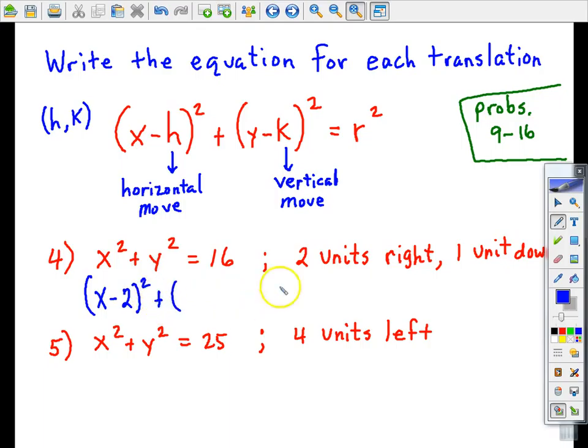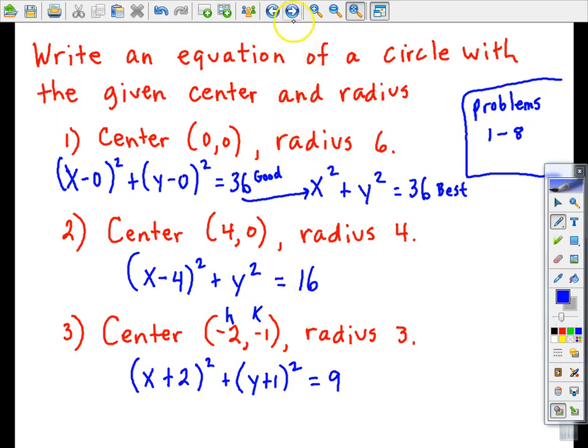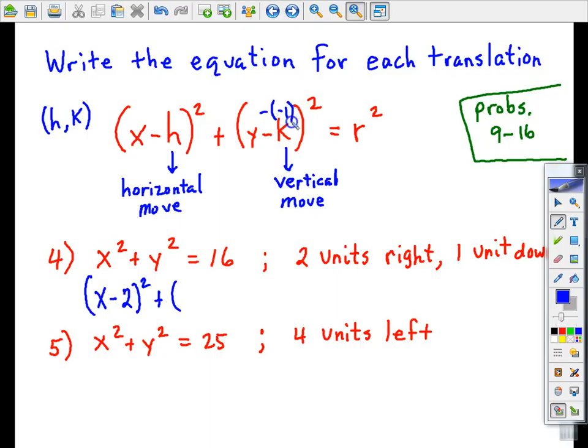Okay. Now, let's take care of the vertical movement. Our vertical move is 1 unit down. Well, down is a negative direction. So you can think of this as being -1 substituted in for k. Well, if you put -1 into this existing equation for k, there's already subtraction in this equation. When you subtract -1, you end up with addition. Okay, so that ends up being my final answer for this number 4 problem.